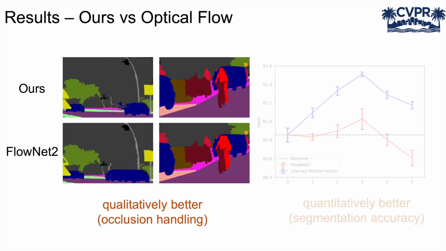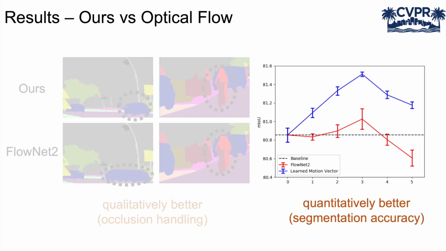For results, first, we compare our video prediction model and FlowNet2. Visually, we can see that the video prediction network can handle occlusion much better than FlowNet2. And quantitatively, the video prediction network also outperforms FlowNet2 at all propagation lengths.